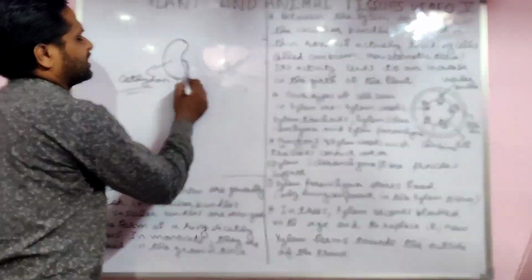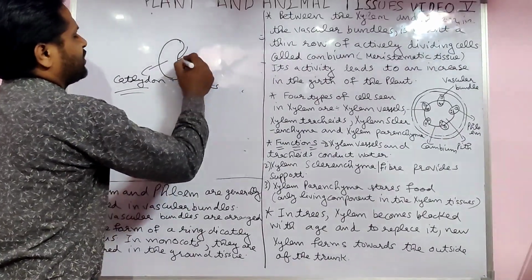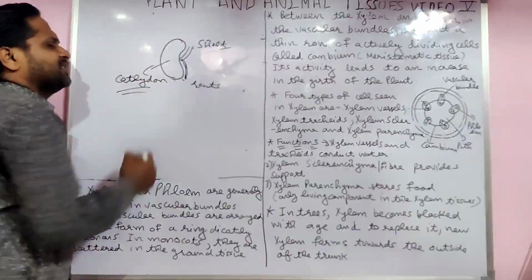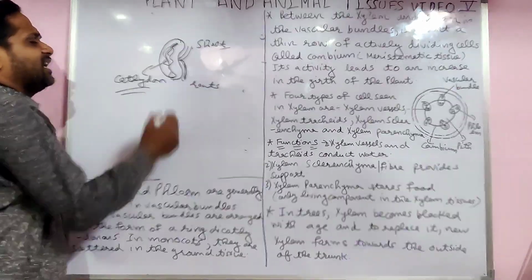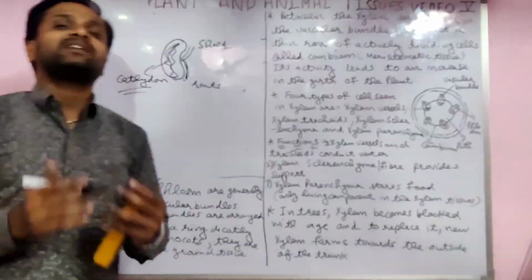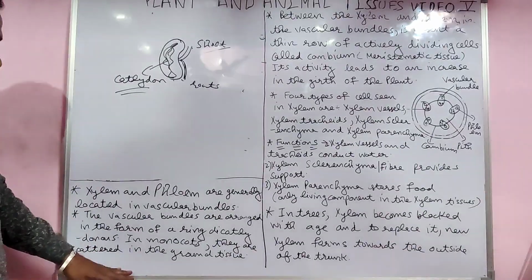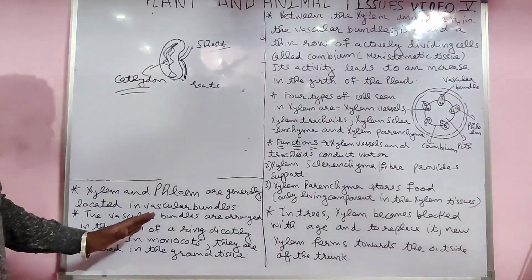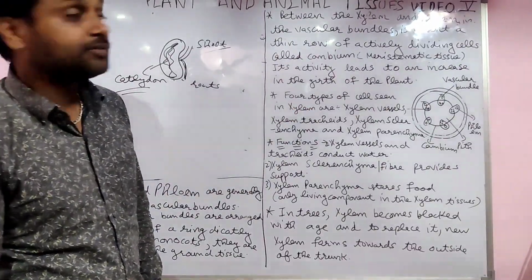Here you already know, the radicle goes here. The radicle makes the roots. And the one going up is the plumule, which forms the shoot. This is the baby plant. The part in between, where the food is stored, is called the cotyledon. If it has two parts, that is a dicotyledon. If there is one part, it is a monocotyledon. In monocotyledons, the bundles are scattered in the ground tissue. But in dicotyledons, the vascular bundles are arranged in the form of a ring.